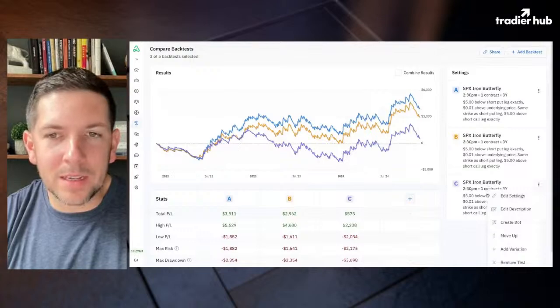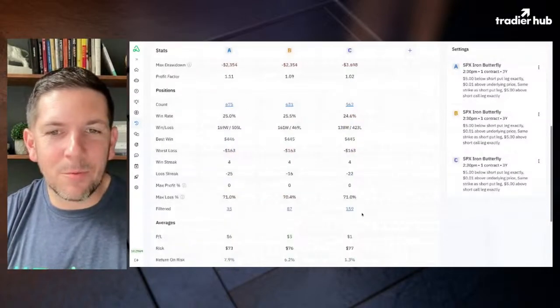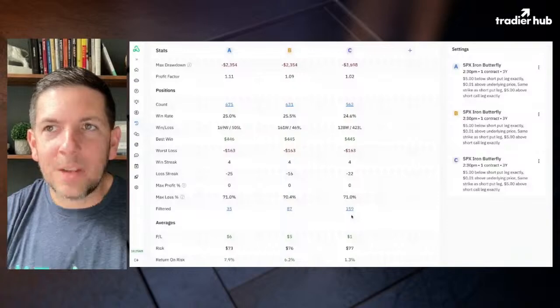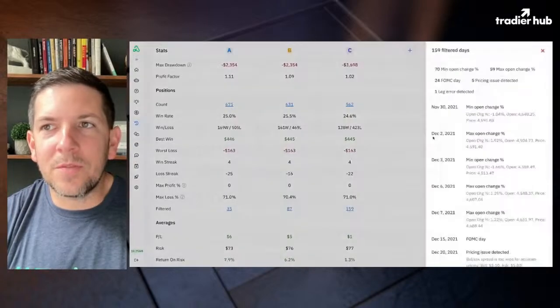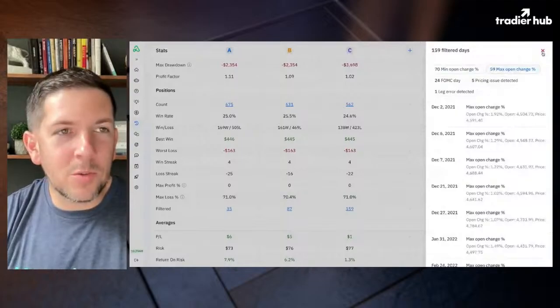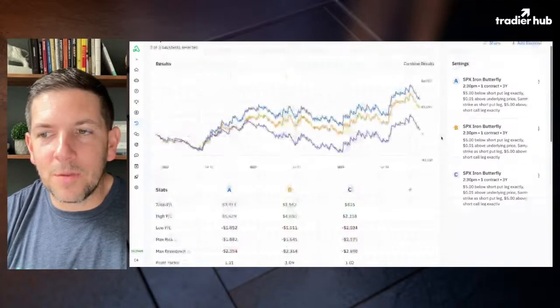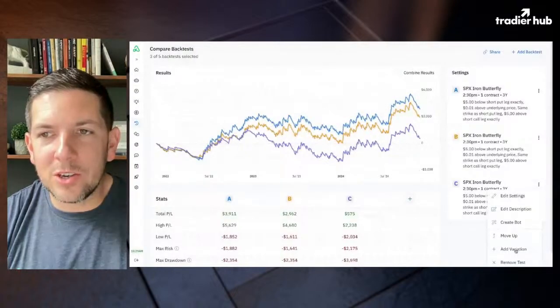And that's maybe my assumption here at this point, is that we had about 159 days that were filtered out in aggregate, 70 days for minimum change, 59 days for maximum opening change. So it maybe was too restrictive. So we can actually edit a test or even run a different variation if we want to. Let's just add a variation here.